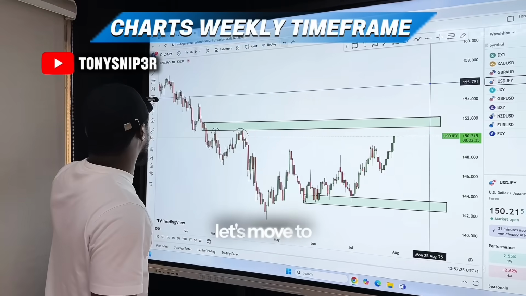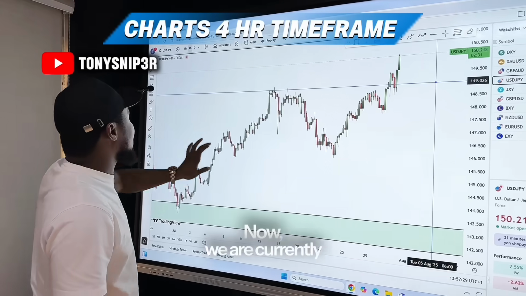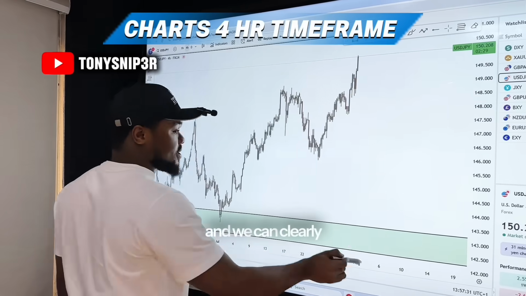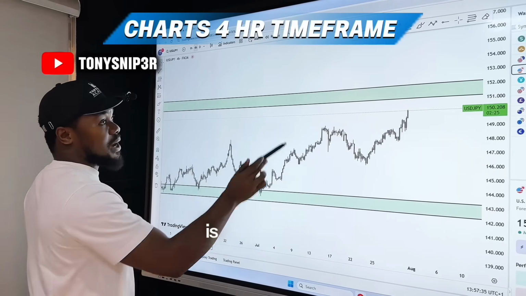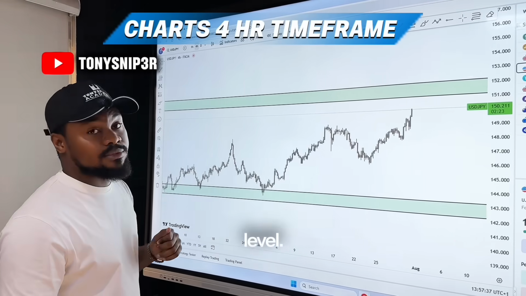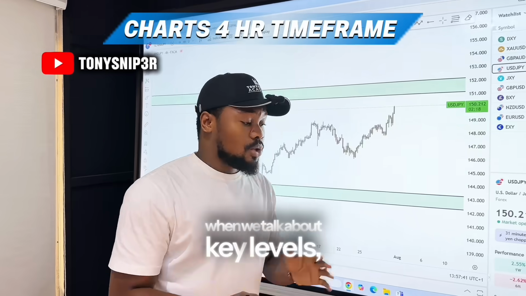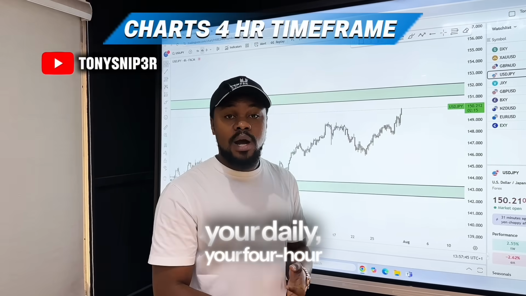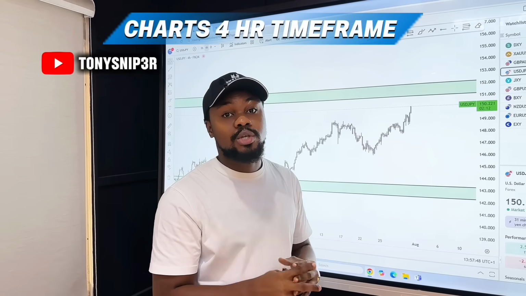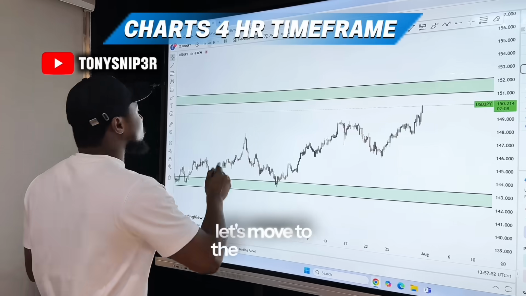Now, let's move to the 4-hour time frame. Now, we are currently at the 4-hour time frame, and we can clearly see that what? We can clearly see that this market is approaching the daily key level, all right? Remember, when we talk about key levels, your weekly is for direction, your daily, your 4-hour is to mark valid zones that you're looking to buy or sell, okay? Now, let's move to the 1-hour time frame.